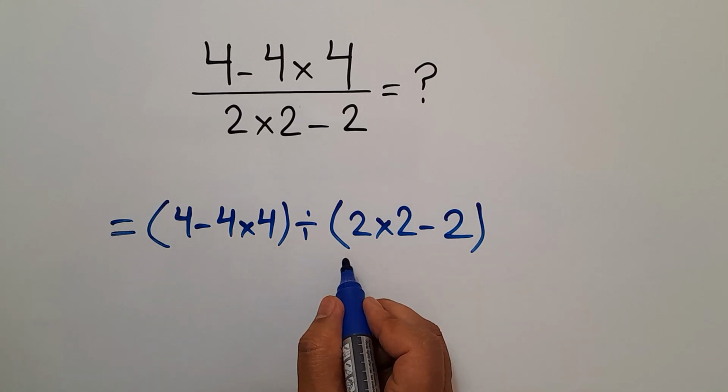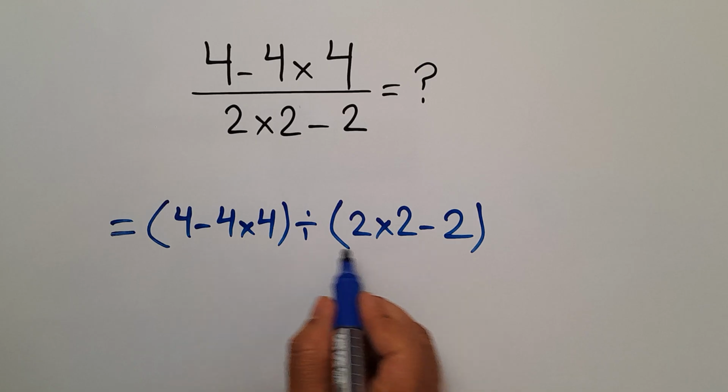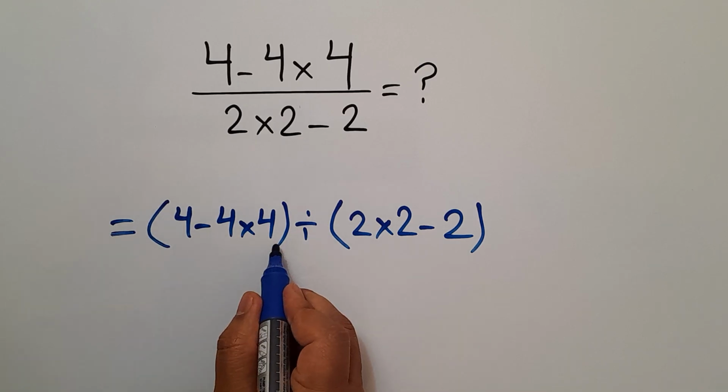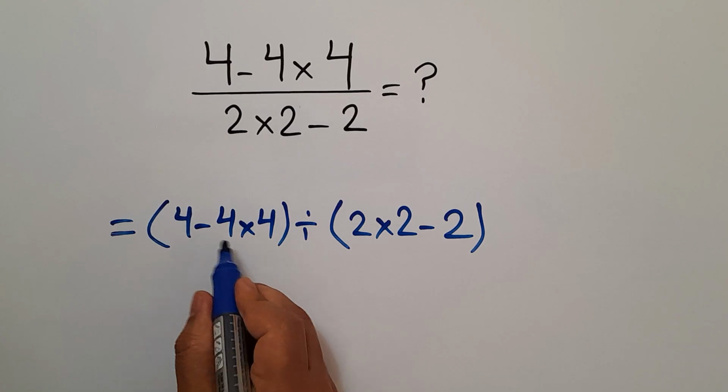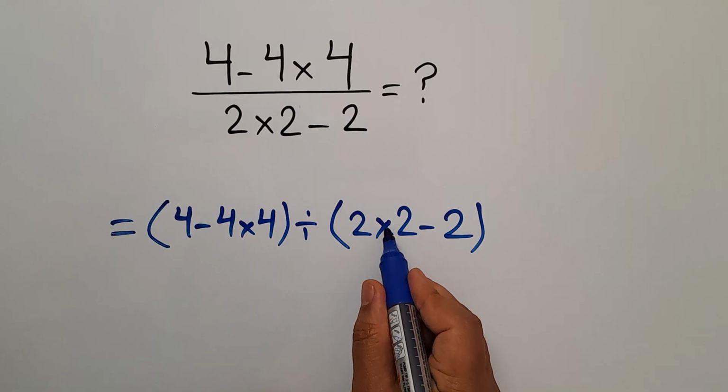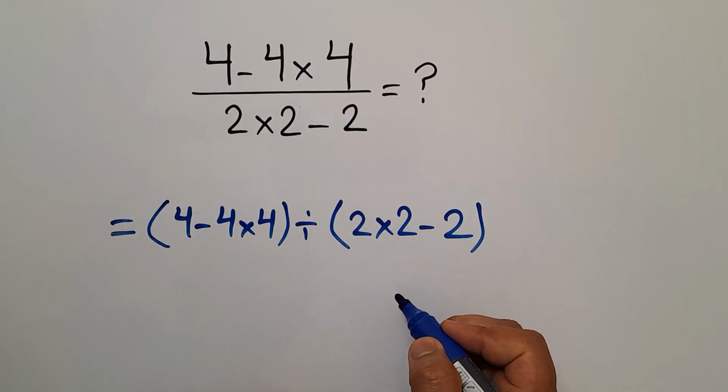In this expression, we have two parentheses and one division. Inside first parentheses, we have one subtraction and one multiplication. And inside these parentheses, we have this multiplication and this subtraction.